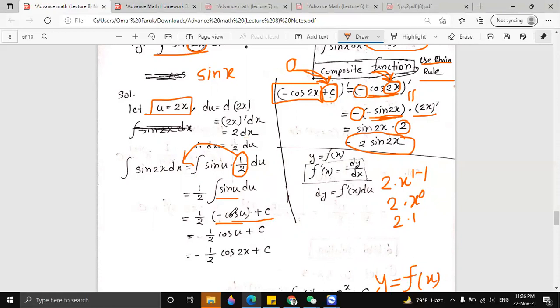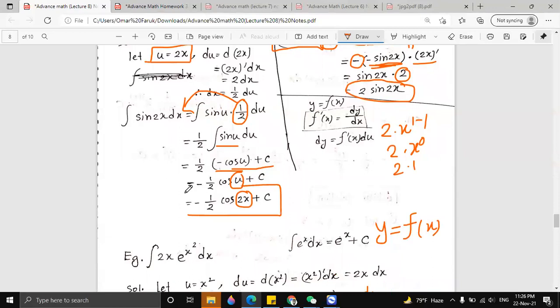And then we get the answer: minus half into cos u, that is minus half cos u, and then we substitute u back here. So this is our final result. So guys, do you understand?